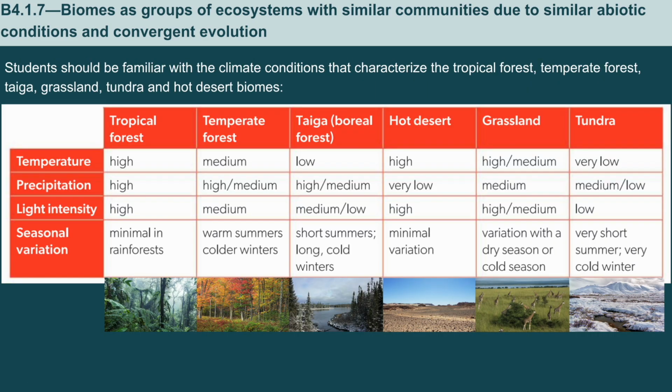All right, you need to be familiar with these 6 biomes. You should be able to describe the temperature, precipitation, light intensity, and seasonal variation for each of them. With tropical forests, you can probably picture a tropical place, maybe like Hawaii. Temperate forest, I picture Oregon. Taiga, I think of as northern Canada. Hot desert, maybe picture the Sahara. Grasslands, then I picture Kenya. And then the tundra, you can picture the very north and south poles.